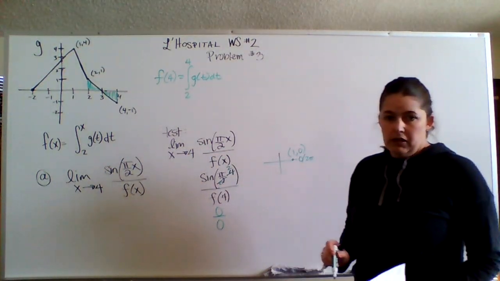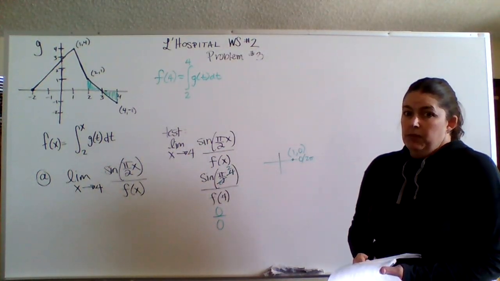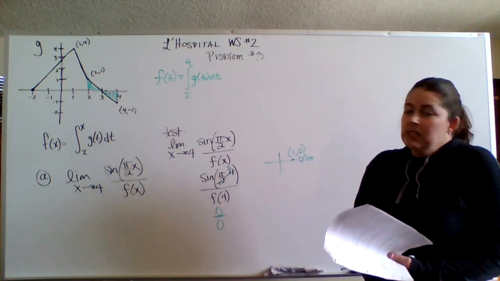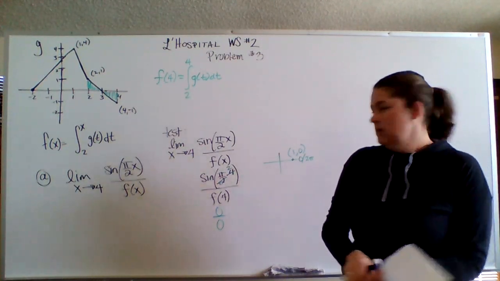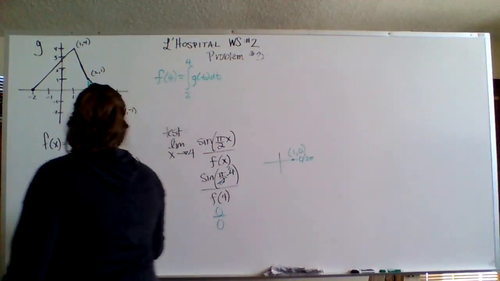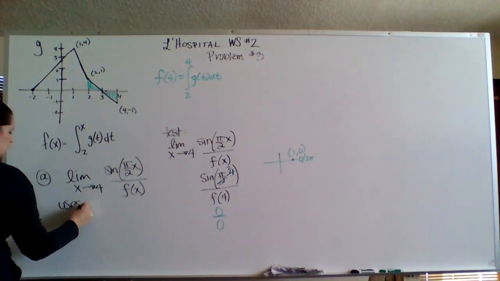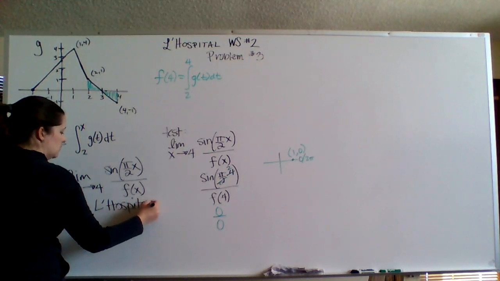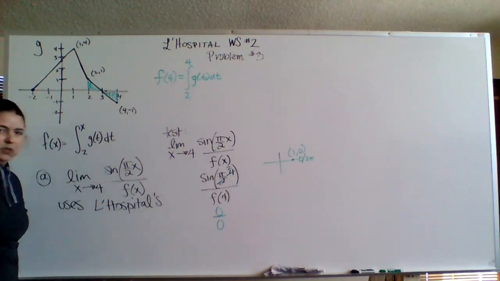So 0 over 0 means try to finagle, but there's no algebra to do. And now if there's no algebra to do, we can bust out L'Hopital's. So we've shown our test for why it's going to work, and then we're going to say that we're using it. So we like the L'Hopital's way.